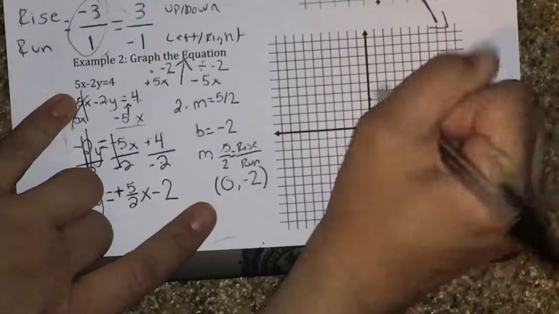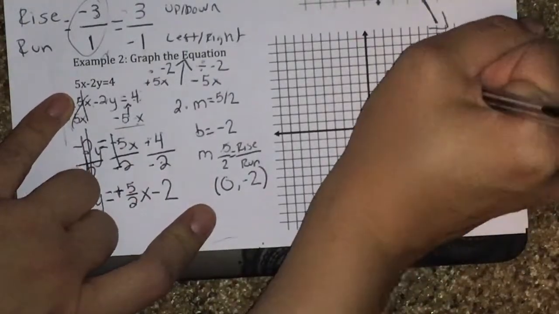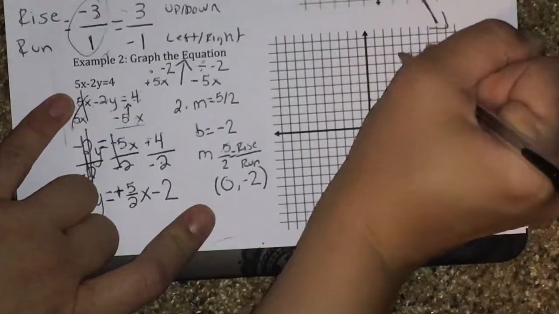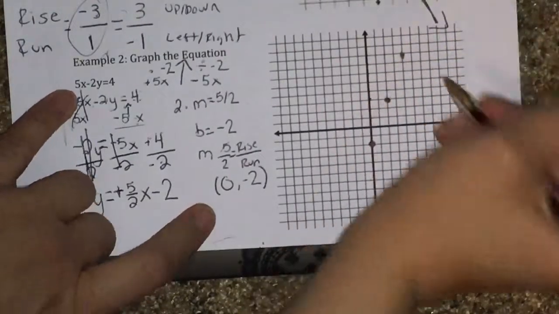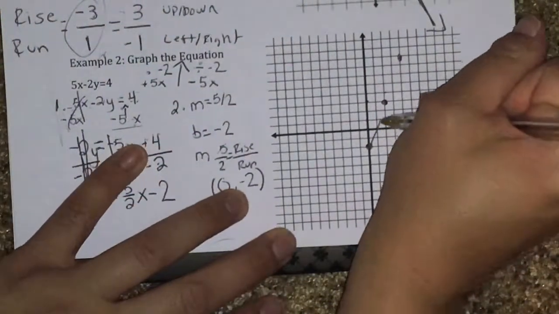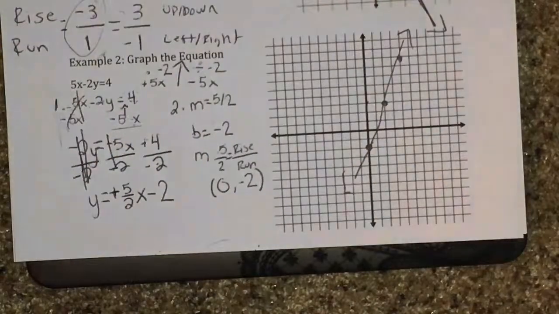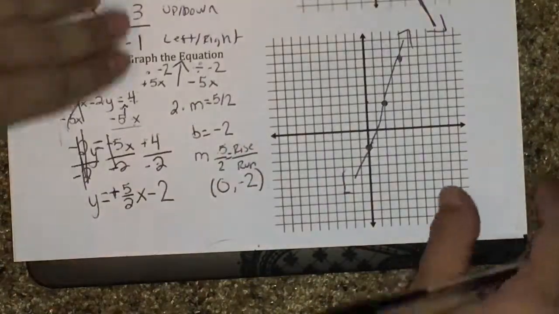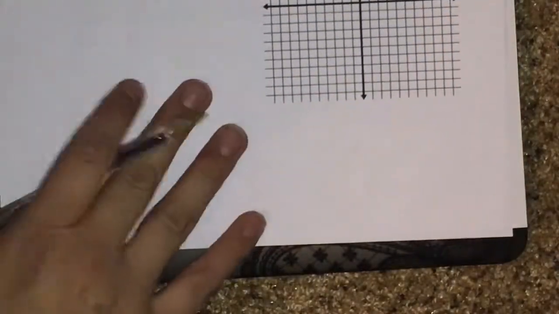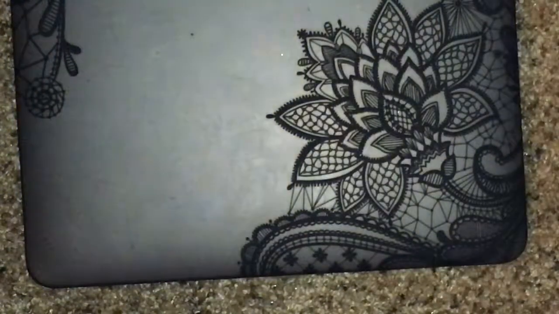We can keep applying that slope. Go up 1, 2, 3, 4, 5. And then we run 2. And then from here, connect your points, and always remember your arrows, because that means that the graph goes on forever and ever and ever. And that is where we are going to stop today.